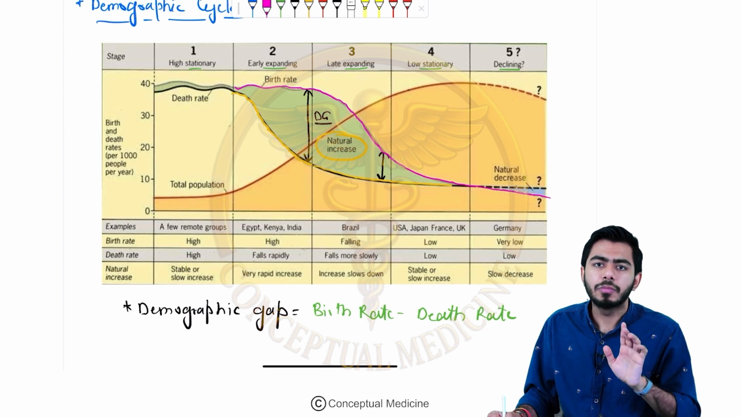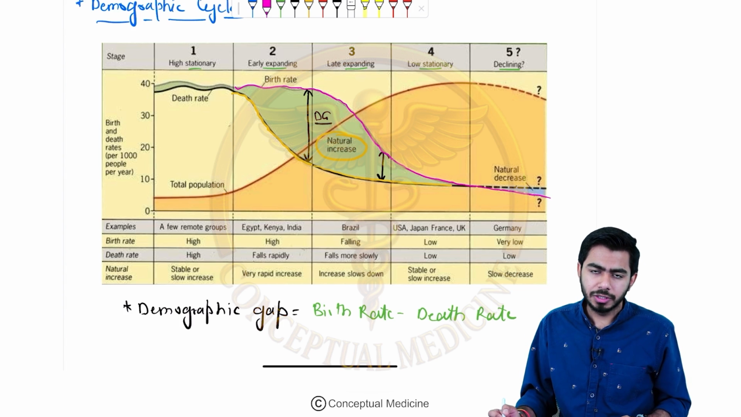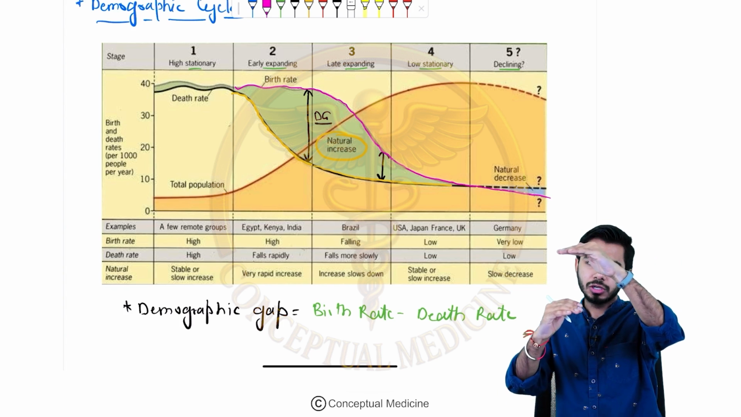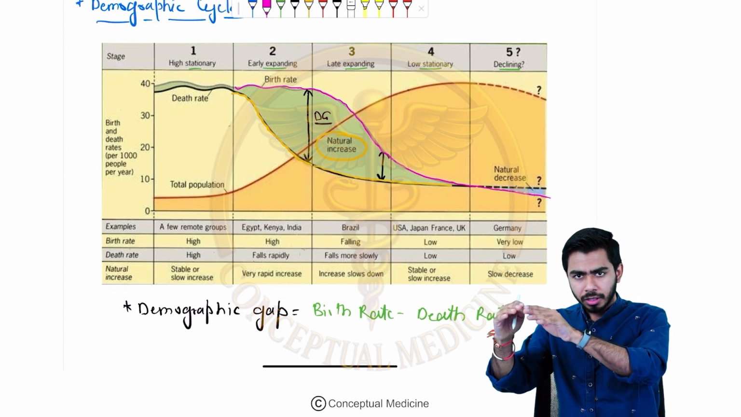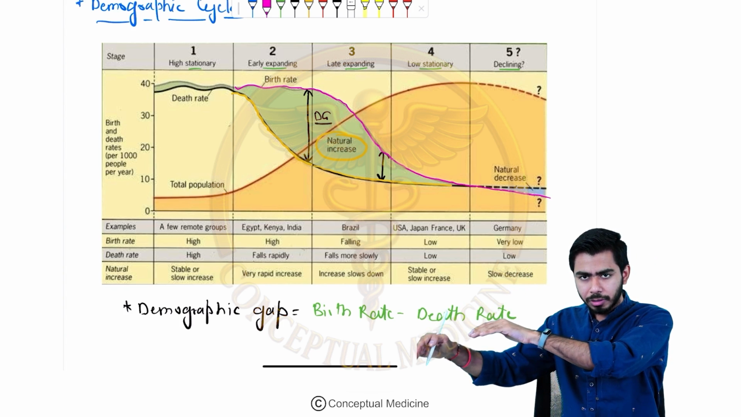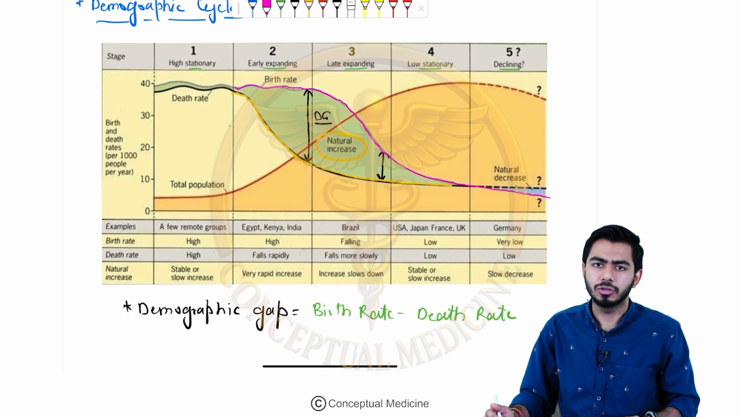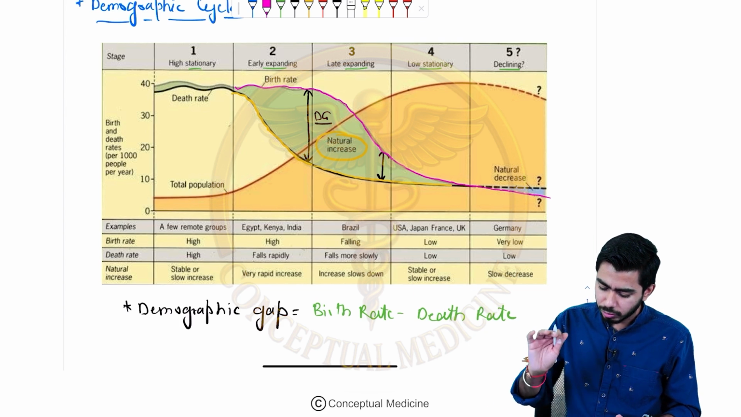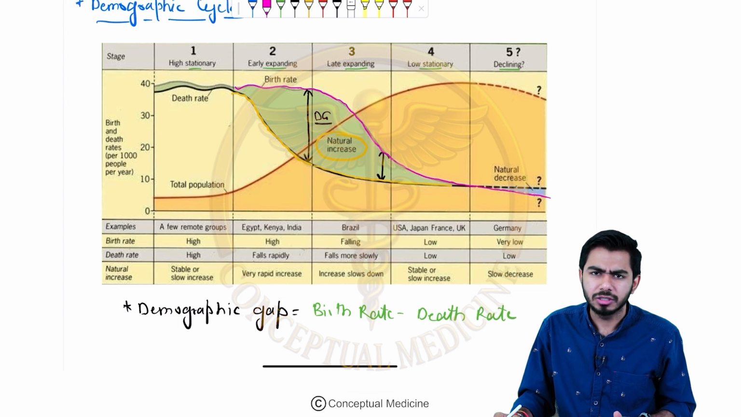right? So that is very important for us to know, right? Once again, guys, stage 1 was high stationary, stage 2 was early expanding, stage 3 was late expanding, stage 4 was low stationary, and in stage 5 the birth rate is declining. So that's why it is a declining stage or the negative stage, right? We have understood that. Okay, a negative demographic gap might be seen over there, that is in stage 5, right?